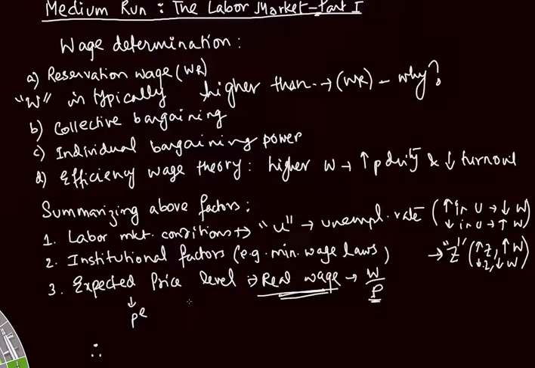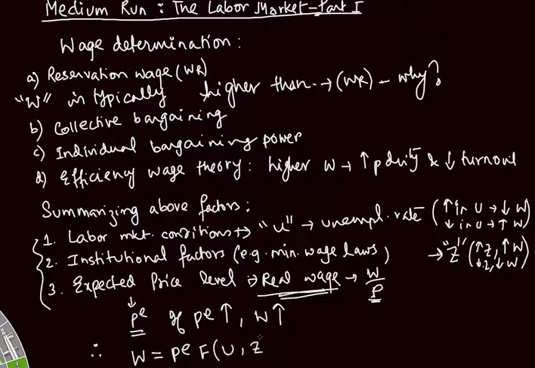Typically, nominal wages are set in contracts for the next 1 year, 2 years or 3 years. This means that firms, and even workers when they are bargaining for a wage, do not have an exact idea about what the price level is going to be in the next 3 years. What they have is an idea about the expected price level. So if PE is higher, if they expect the price level to go up, then they would also bargain for higher wages. Combining these three, we can write that the nominal wage is determined by the expected price level, and it is a function of labor market conditions, where u is the unemployment rate and z is institutional factors.